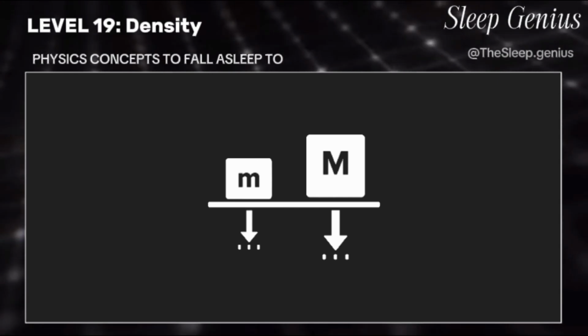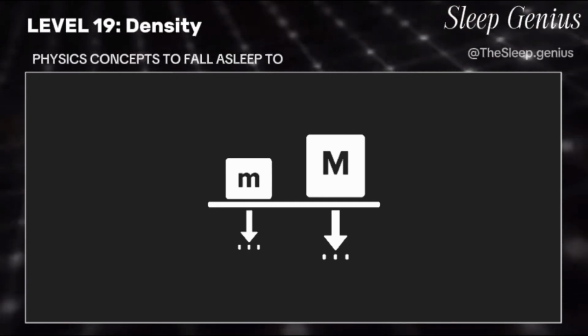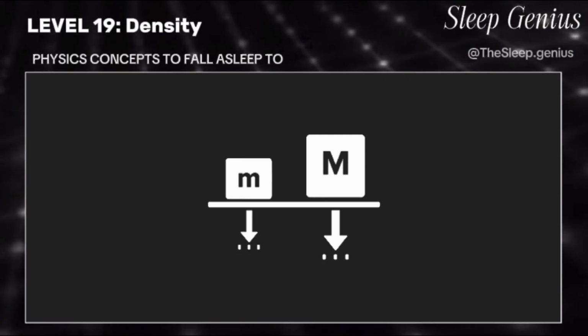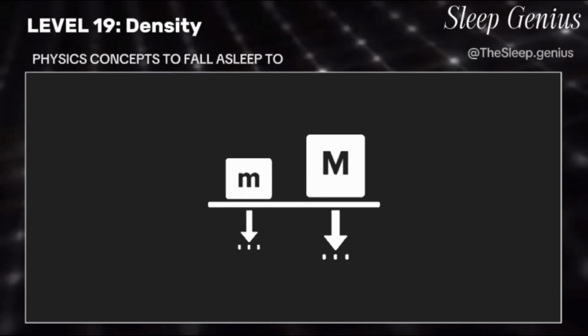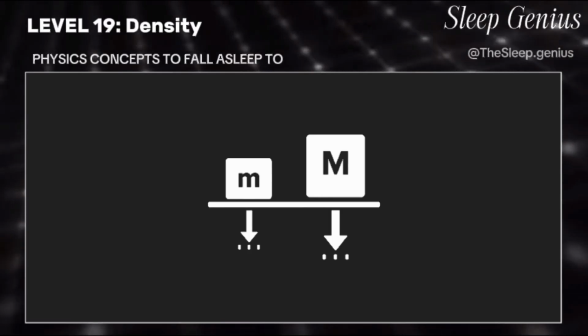Density explains why some objects float while others sink. An object floats in a fluid if its density is less than the fluid's density. Iron sinks in water because it is denser than water. Oil floats on water because it is less dense. Airplanes and ships rely on density differences to stay afloat.